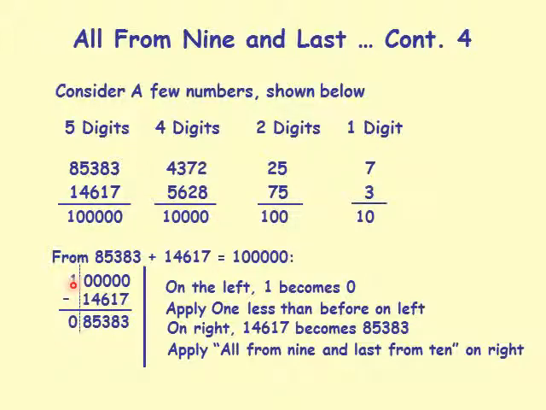From now on, in Vedic math, we use our observations and we don't try to recompute every time. So our observation says on the left we get 1 less than before of the first digit in the first row. On the right we get all from 9 and last from 10 of the digits in the second row. This is all you need to know for subtractions, and we would use that in the next subtraction problem, where we use divide and conquer. Take a while and think it over.